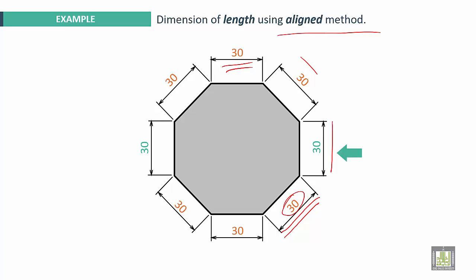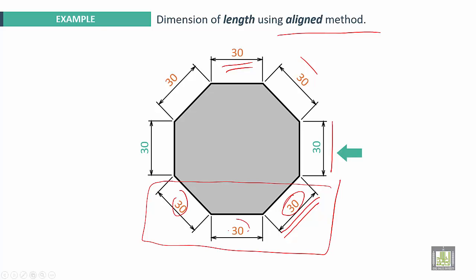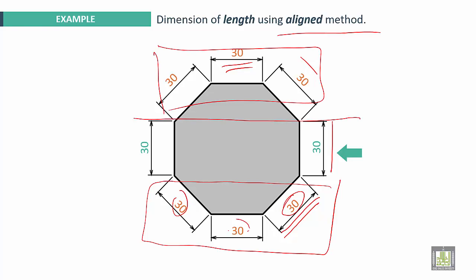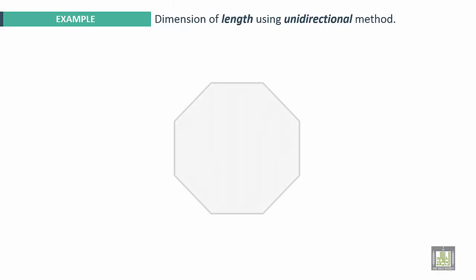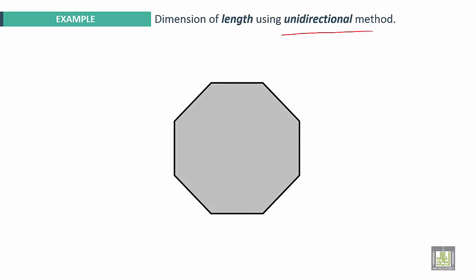And be careful here. You can remark that down here, all numbers are on top of the dimension lines. Here too. But here in the middle, all numbers are at the left of the dimension lines. This is an example for unidirectional method.